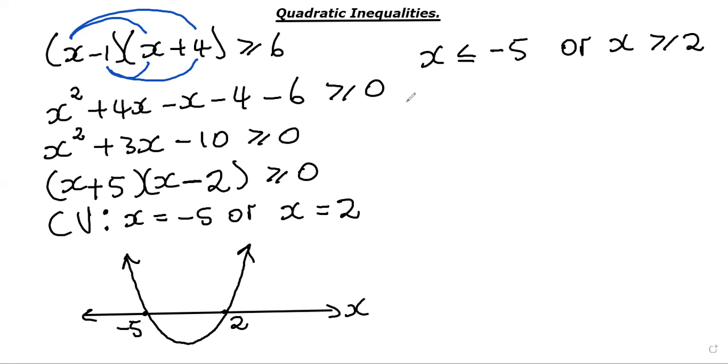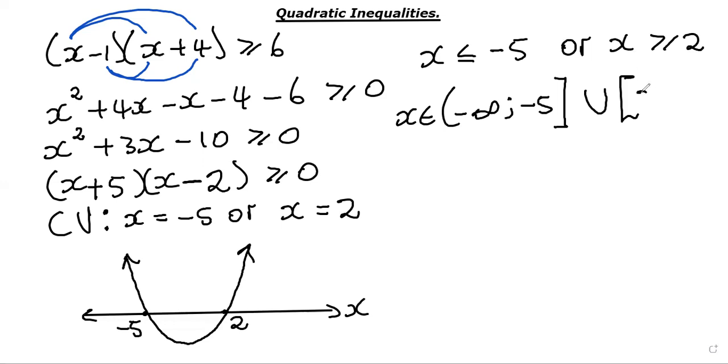Alternatively, you can say, well, it's any value of x from negative infinity to negative 5, but you have to include negative 5. And then you say, or it's any value of x from 2 all the way to infinity.